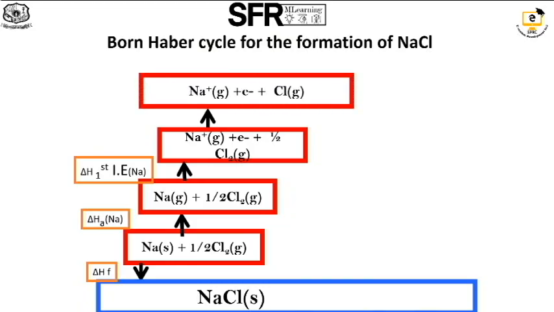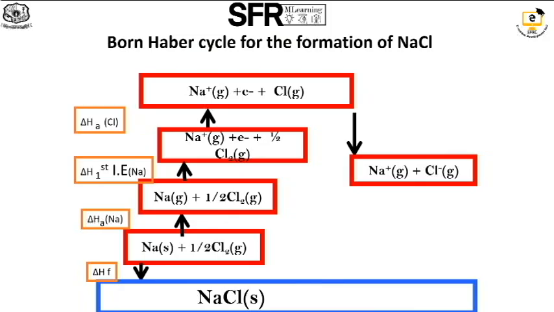Next, conversion of halogen into anion. The atom adds an electron given out in step 2 to form X minus. In this process, X in gaseous state releases energy equal to its electron affinity. Hence, we put the negative sign before it. It is an exothermic process.